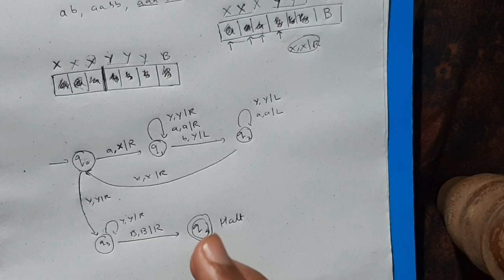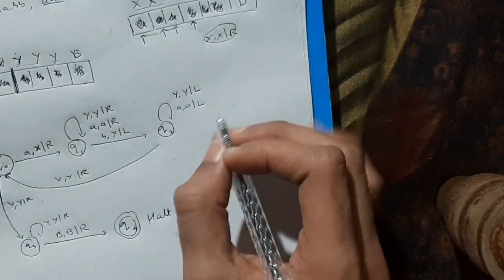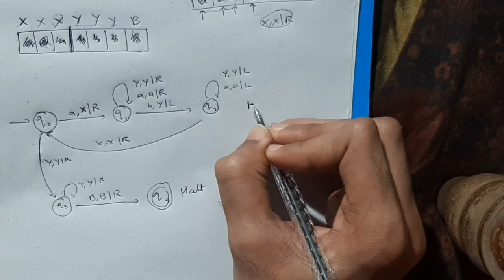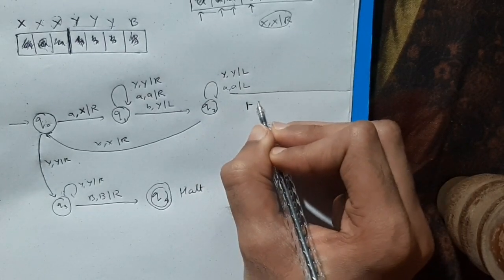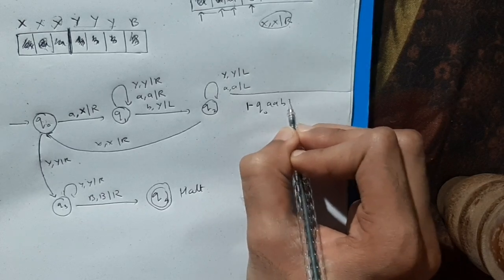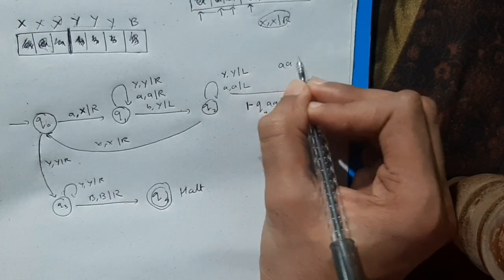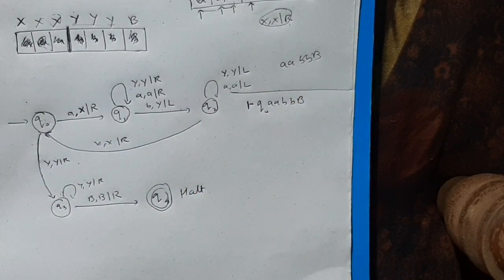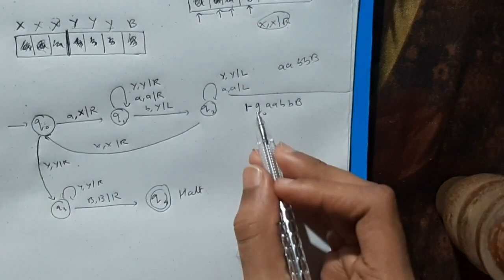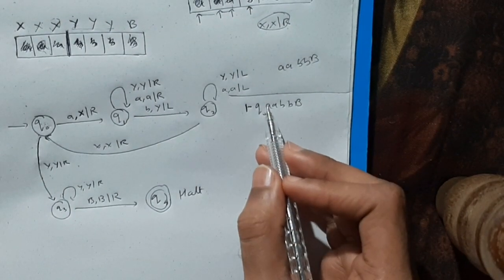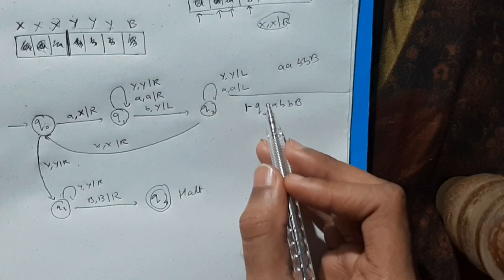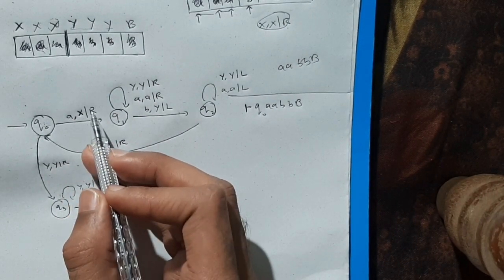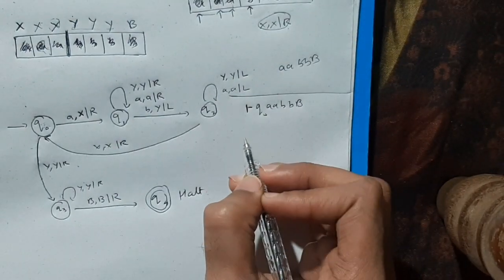For that, let's consider a sample case. Firstly you will write like this: q naught a b b b, which is the string we are considering, a b b b. After writing this start state, you have to see q naught on a, where you are going. Q naught on a will be made as x, and I am moving to the right. So two steps you have to do. Firstly I will write two steps, then I will directly do.